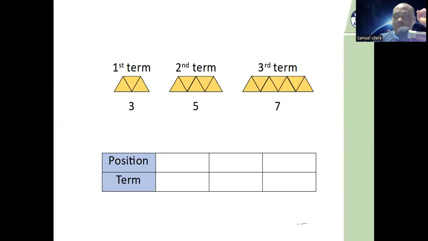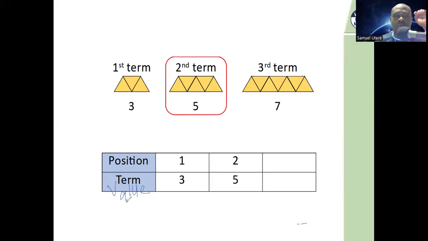Before we fill this table, I want you to always have in your head that this thing I call term here is actually value. I want you to have in your head that we're going to call this term value.